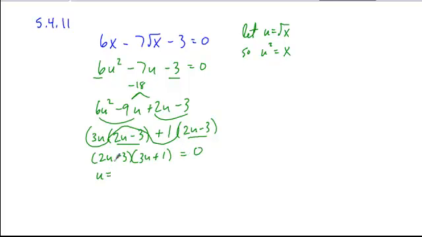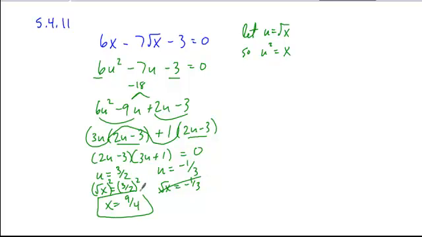Therefore, my two values for u: the opposite of my constant, positive 3, over my leading coefficient 2. And in the other factor, the opposite of my constant is negative 1 divided by my leading coefficient 3. So I can substitute back in: root x is equal to 3 halves. Square both sides to solve for x. 3 squared is 9, 2 squared is 4. And then on the right side, root x equals negative 1/3. I can see right here this is not going to work because the square root can't equal a negative. So that's extraneous, and my answer would be 9/4.